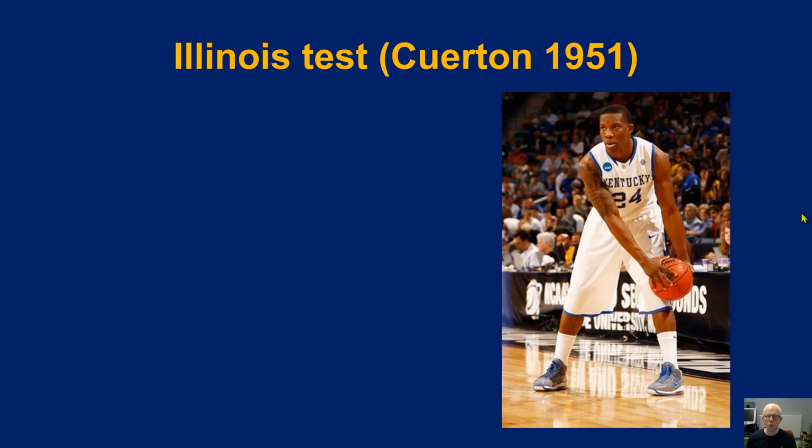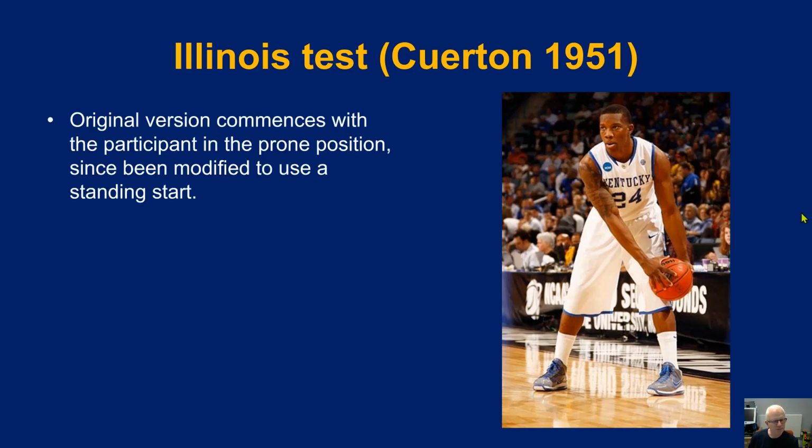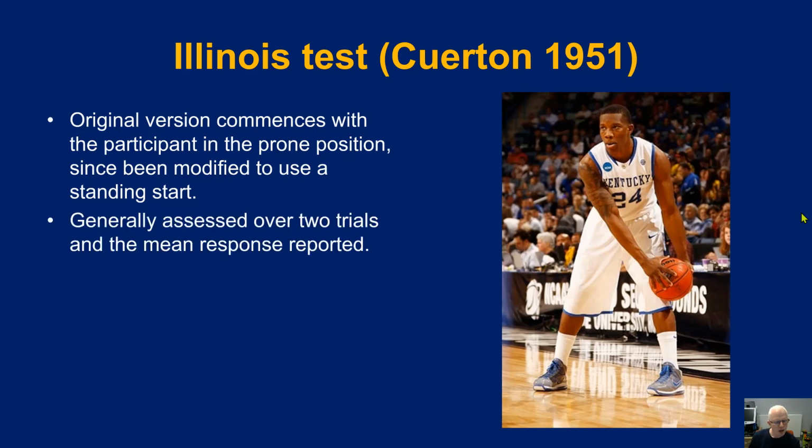So we then come to perhaps the most widely used test of change of direction in the world. Originally proposed by Cureton back in 1951. It's been amended since then a little bit, because in the original format the participant would actually start in the prone position, they'd be asked to jump up and then go into the test. That's subsequently been removed, and now it's very much just about starting on your feet. So from the prone position, we've moved to the standing start.